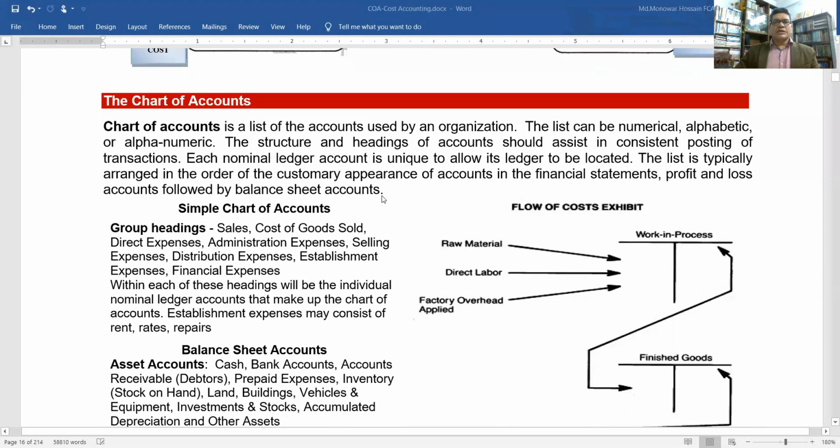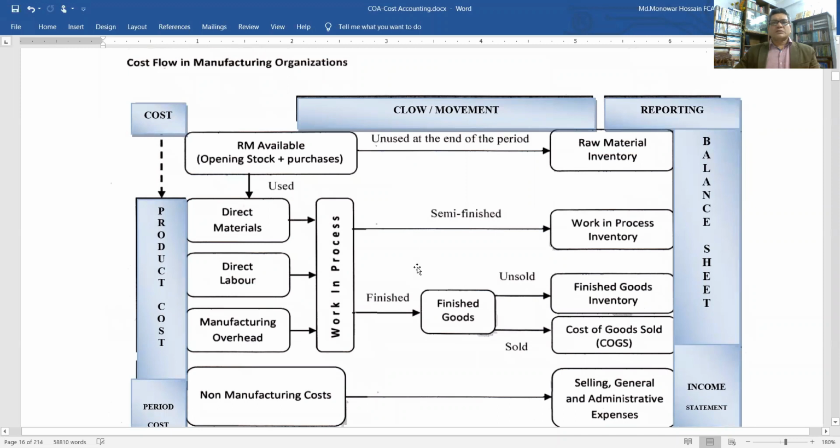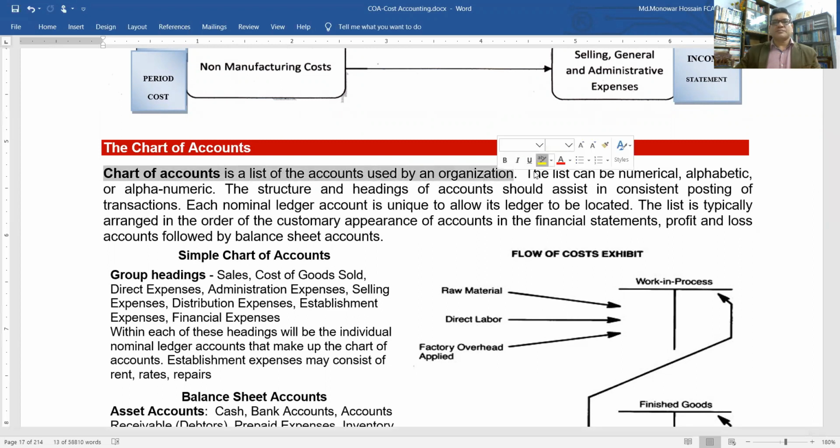If you see, so it is a cost flow of a manufacturing organization. So if you see here the chart of account, so what is a chart of account? A chart of account is a list of accounts used by the organization.